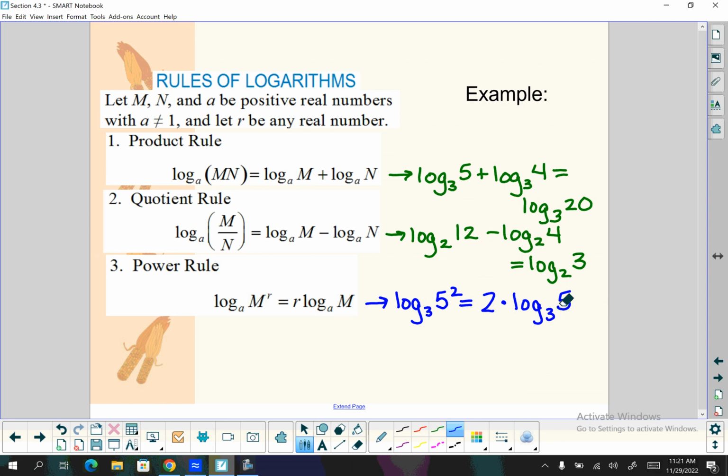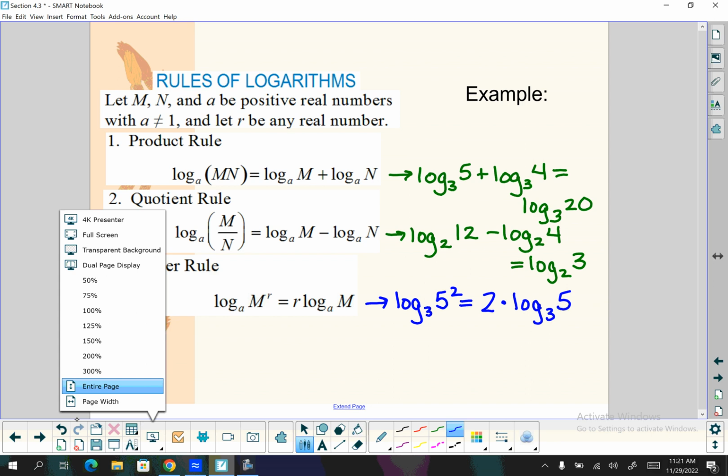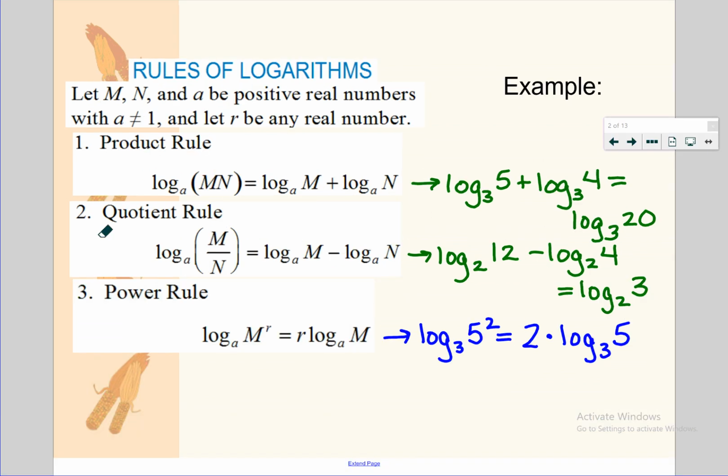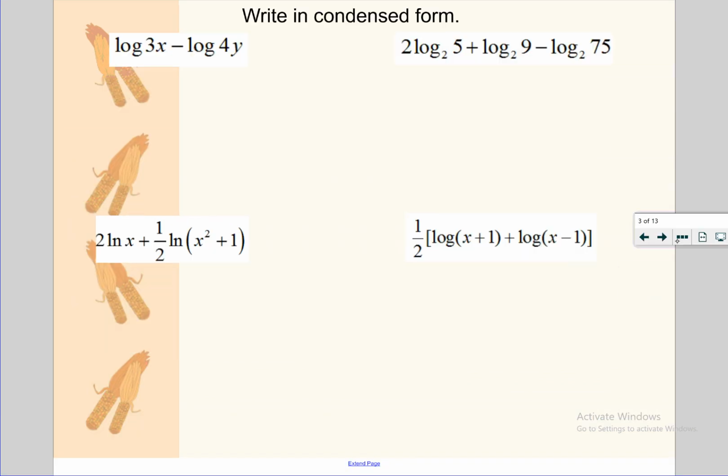All right. So, make that a little bigger. Let's start with some of these. We'll do a couple together and you can try a couple on your own. So we're using our properties to condense logs. When we say condense, we have multiple logs and we're trying to condense to as few logs as possible, ideally down to a single log if we can.